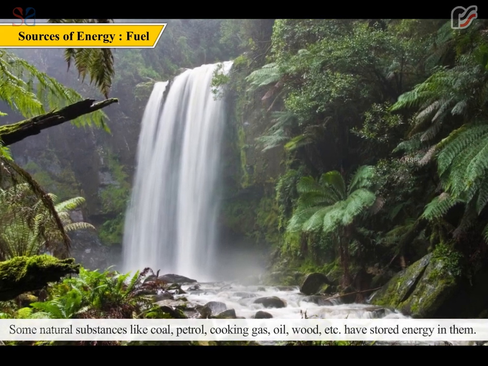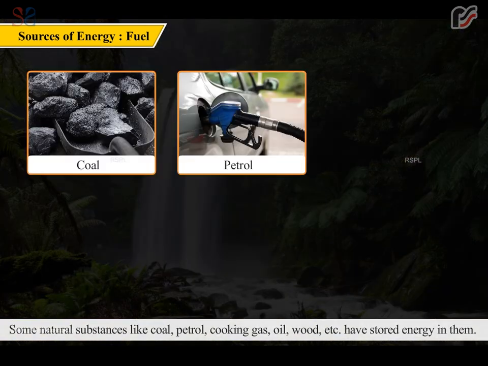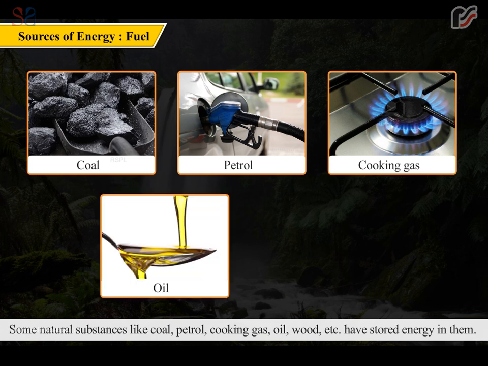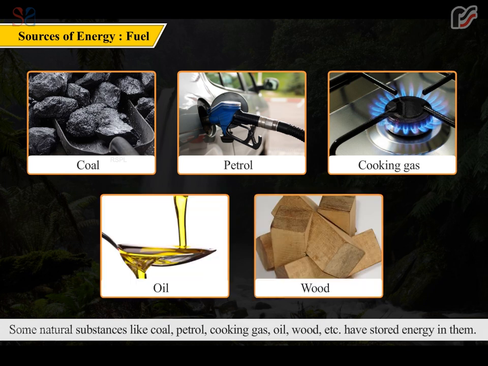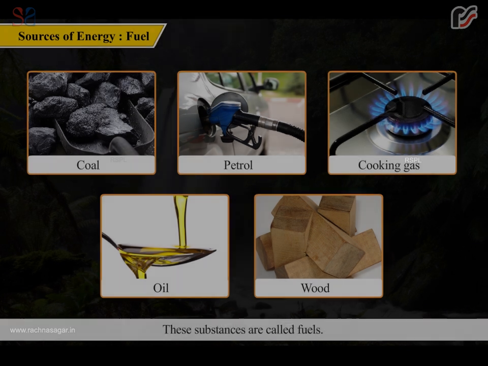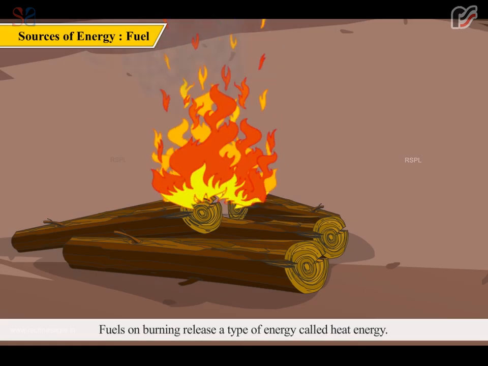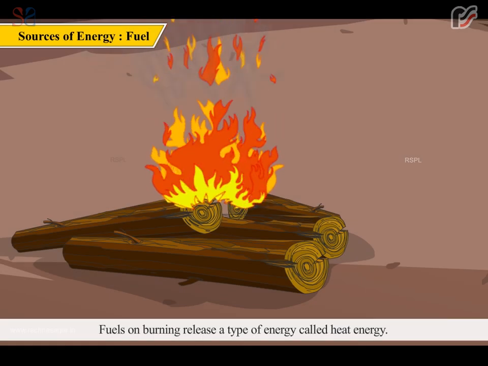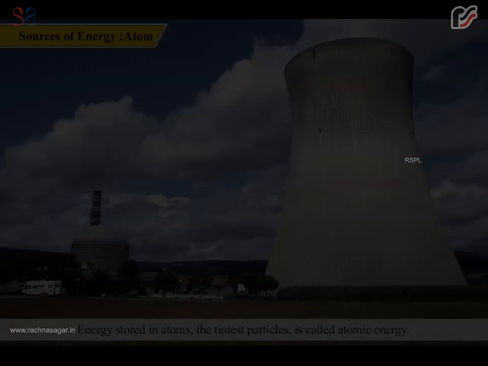Some natural substances like coal, petrol, cooking gas, oil, wood, etc. have stored energy in them. These substances are called fuels. Fuels on burning release a type of energy called heat energy.